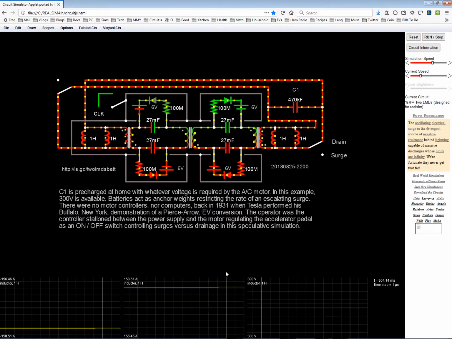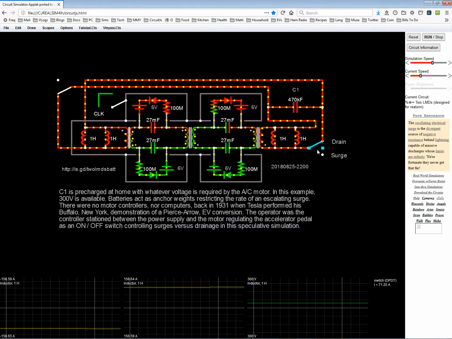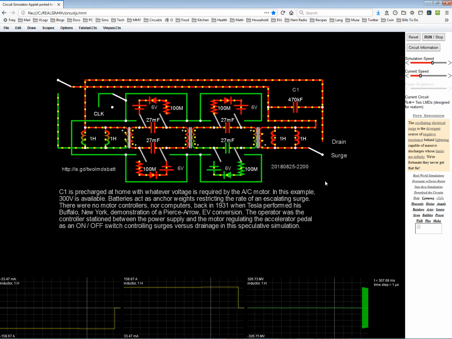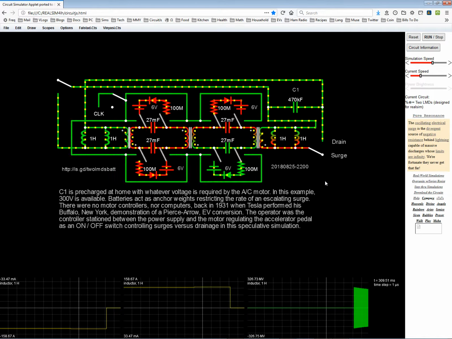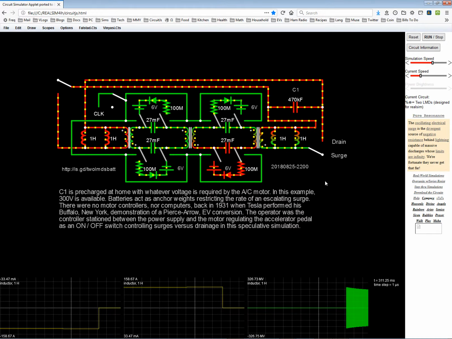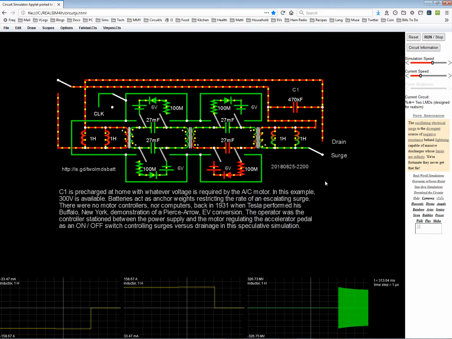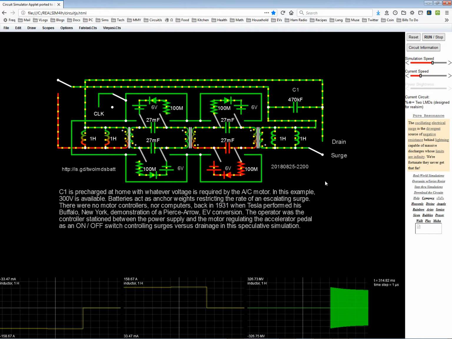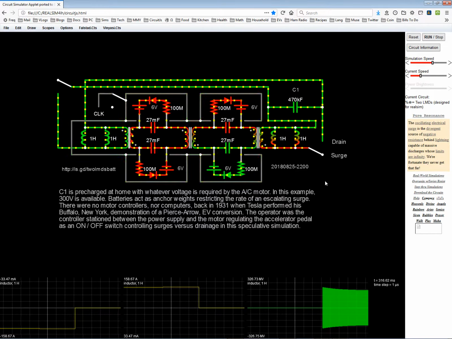So now we have amperage still rising, which means it's still not balanced. It should be falling when we drain. That's the correct behavior.